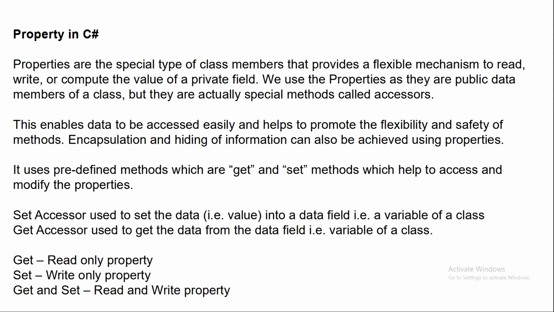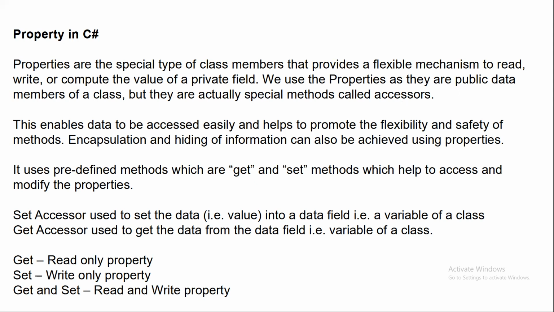If we just try to read the definition, properties are special types of class members that provide a flexible mechanism to read, write, or compute the value of a private field. We use properties as if they are public data members of a class, but they are actually special methods called accessors. So if you want to assign values to the private variables, you use the property.